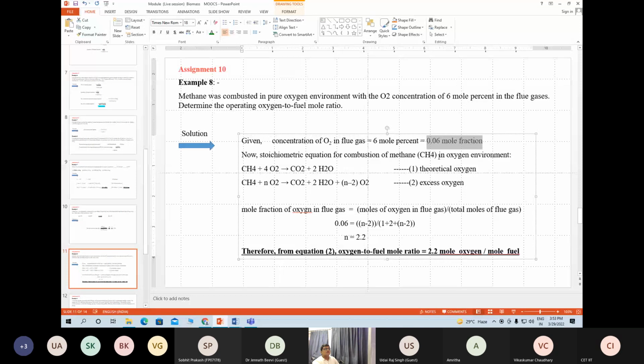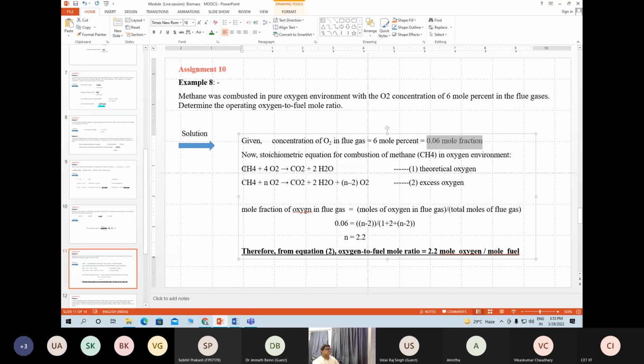Out of that, only 0.06 mole fraction is oxygen. So this value is given. This is very helpful, because once we know this value, only then can we calculate the specific amount of oxygen required for this particular reaction to take place, so that we will have 6 mole percent of oxygen in the flue gas.